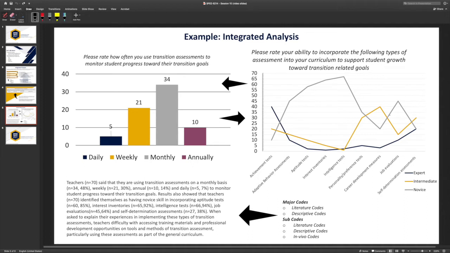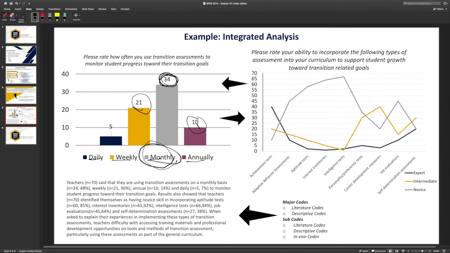So here we have how often something is happening, and then specifically when it's happening, what does it look like? So what's being done? And even more specifically, how well are they able to do that? So in this idea of integrated analysis, the first thing we want to do is look at our Likert question and look across those 4 different ranking possibilities: daily, weekly, monthly, and annually. And we can see here that we've got 34 responses, which is far more responses than our weekly and our annually. So monthly is our highest ranked option.